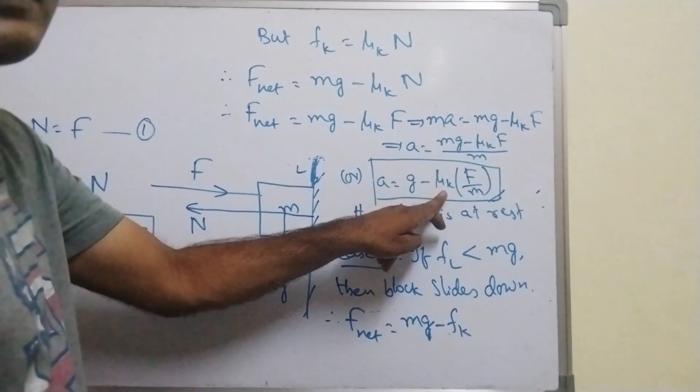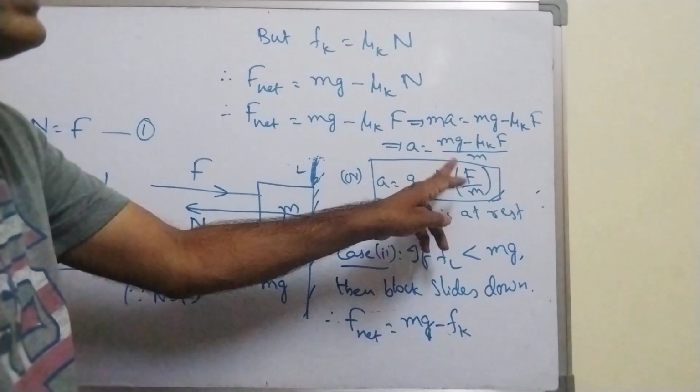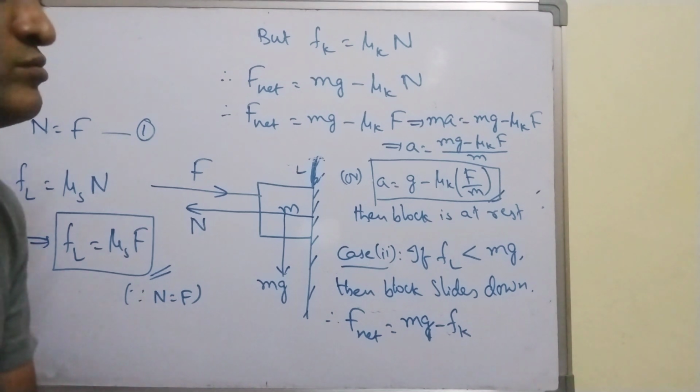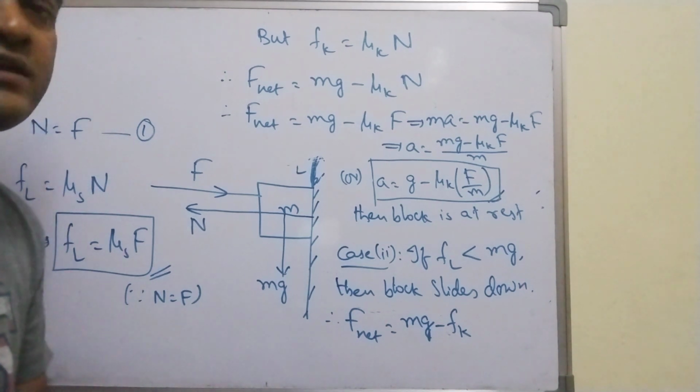I am writing mu k separately because force by mass is again acceleration, right? So I am writing in brackets F by m, or A is equal to g minus mu k into F by m, right? Fine.